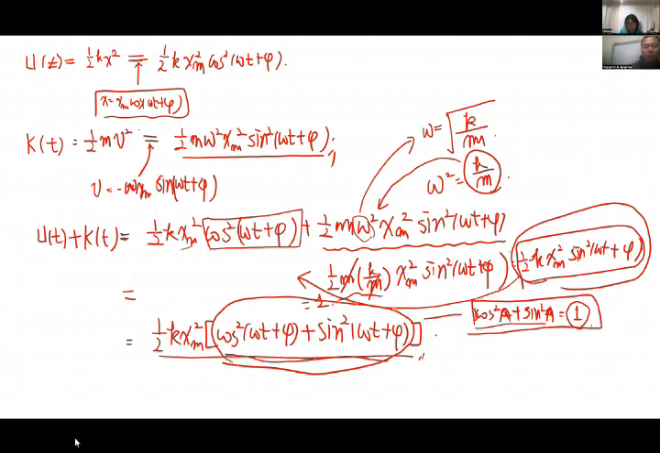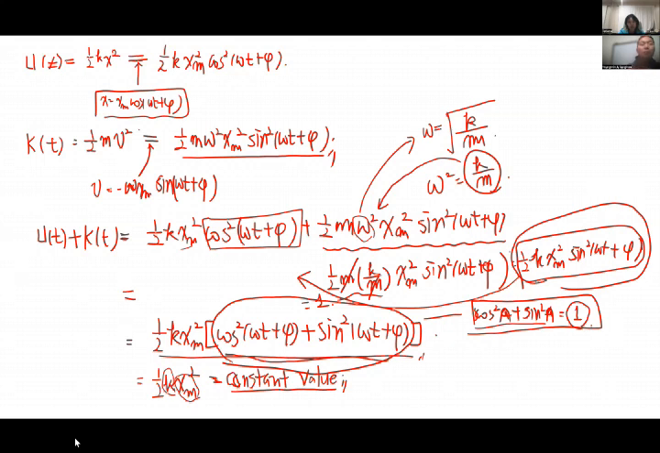So basically, what is inside the bracket is the same as one. So that is just 1 over 2 k xm squared. That k is a constant number, xm is a constant number. So that should be a constant value, right?